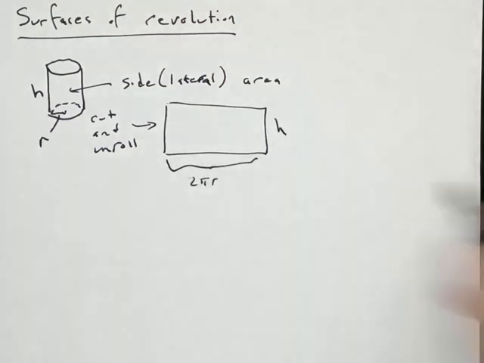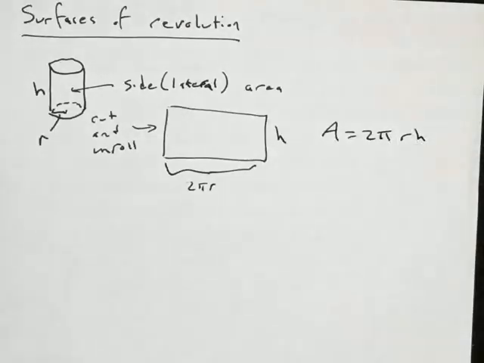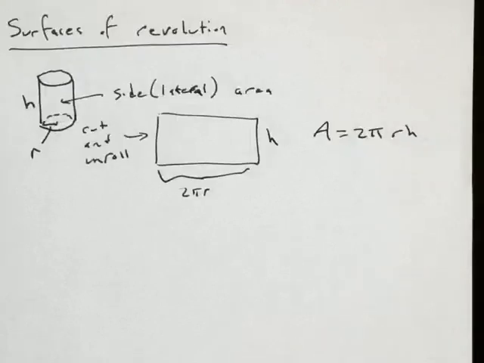But then the height is still the height. So the area is 2 pi r h. Great.